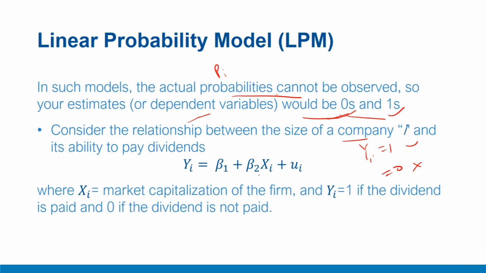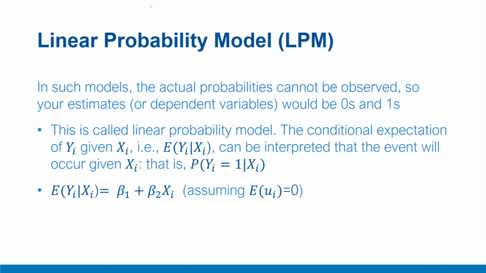Now let's model this event in its relationship with the market capitalization xi. So xi here is the market capitalization of the firm, and this relationship is captured by the coefficient beta 2. Here, essentially what we are modeling when we write yi equal to beta 1 plus beta 2 xi plus ui, is probabilities, but those probabilities will not be observed. What we observe is whether yi equal to 1, dividend has been paid, or 0, which is dividend is not paid. Let us clarify this linear probability model in more detail.